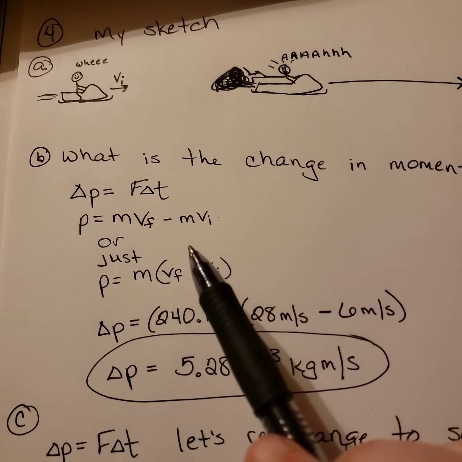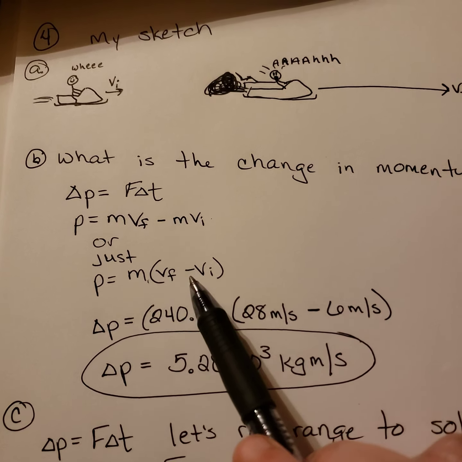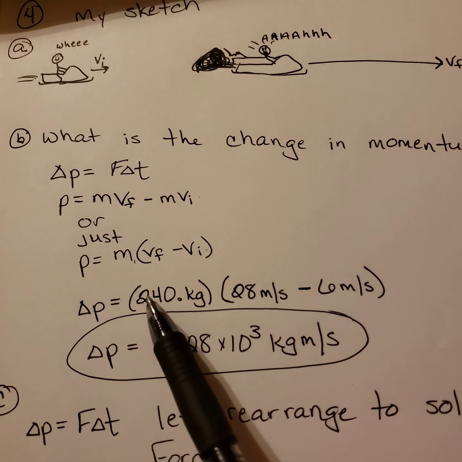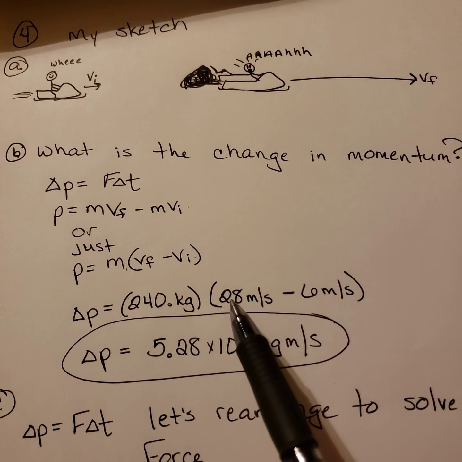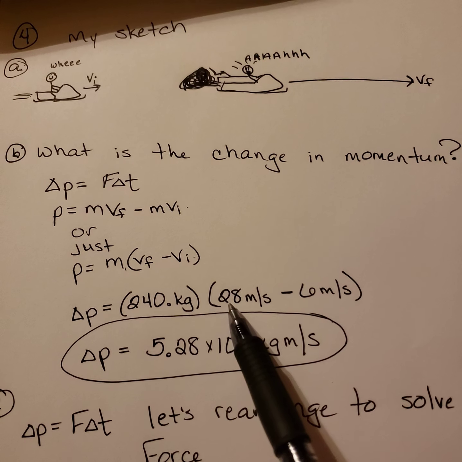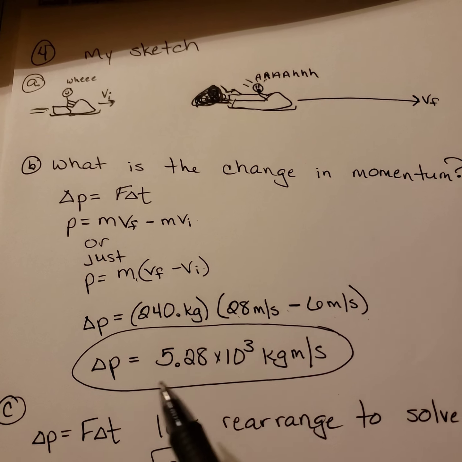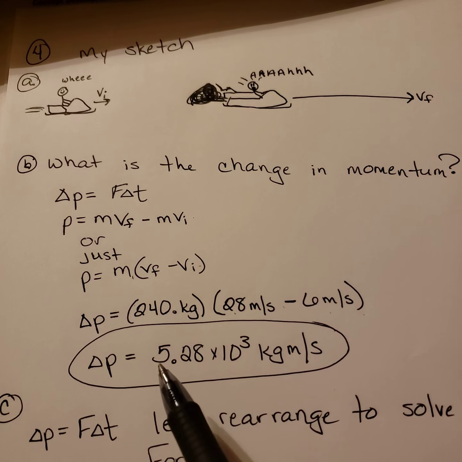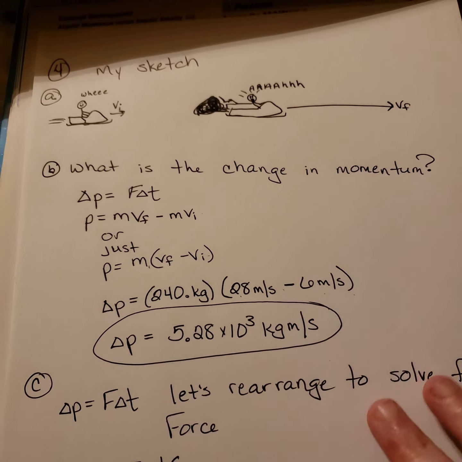Yeah, of course we do. So we're going to do mass times the final velocity minus the initial velocity. So the mass is 240 kilograms, and then we're going to multiply that by 28 meters per second minus 6 meters per second. And once you do that, you'll come up with a momentum of 5.28 times 10 to the third kilogram meters per second.